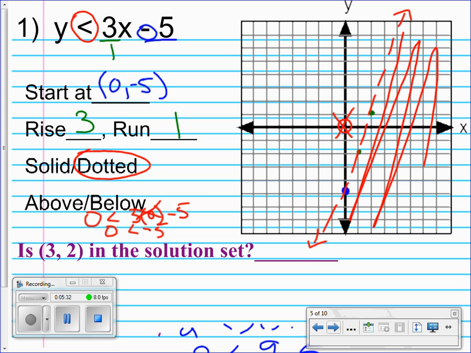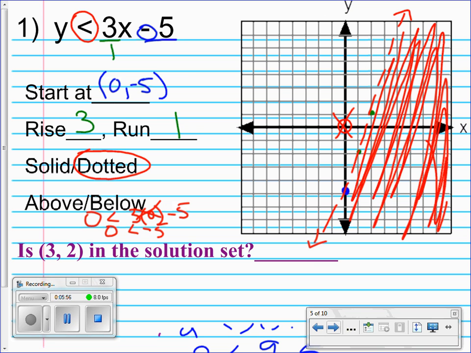So I shade away from the 0, 0. Anytime the point 0, 0 is not true, shade away from that point or on the opposite side of the line. So there's the inequality, y is less than 3x minus 5. All the solutions are in red. Every single point in red.